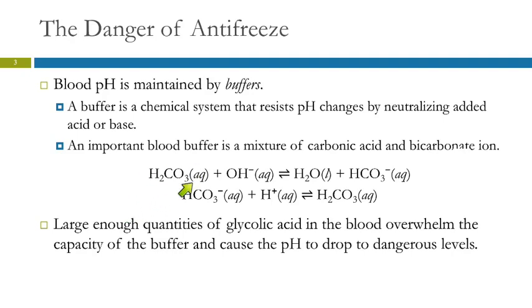So carbonic acid is an acid, obviously, and it can react with hydroxide ion to form hydrogen carbonate ion. So if there's too much hydroxide in your blood, the carbonic acid can neutralize it. The hydrogen carbonate ion can act as a base and neutralize any extra hydrogen ion that's present, reforming the carbonic acid. So that works great, unless you get too much acid or too much base getting pumped into your blood. So large quantities of glycolic acid overwhelm the capacity of the buffer system, causing the blood pH to drop to dangerous levels.